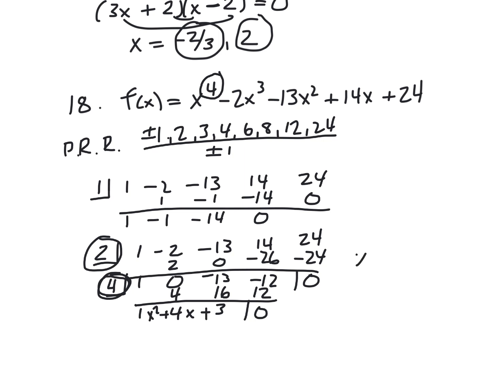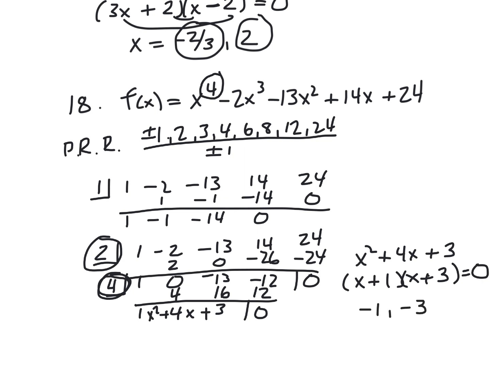by factoring. x squared plus 4x plus 3. I could have x and x. Both signs got to be positive. Factors of 3, only 1 and 3, and that works. And so my other ones would be negative 1 and negative 3, which again are part of that list of possibilities. So those are my 4 rational zeros here for this 4th degree equation. Hope this helps.